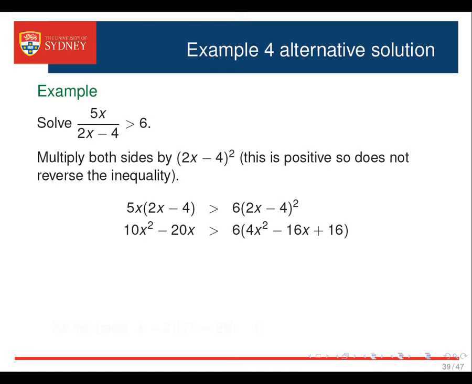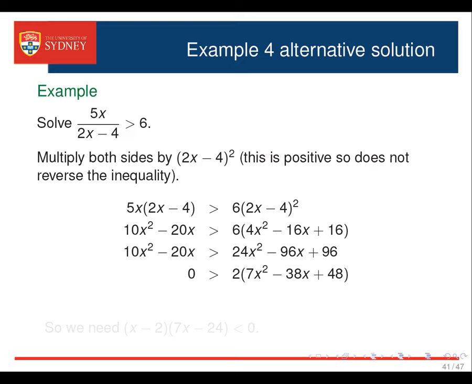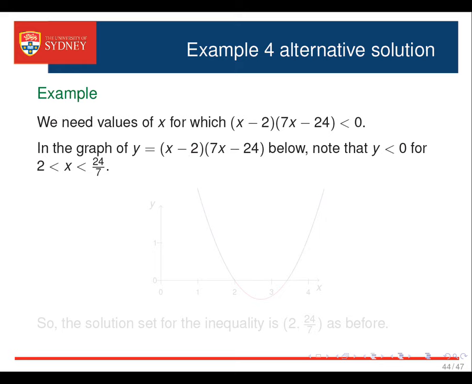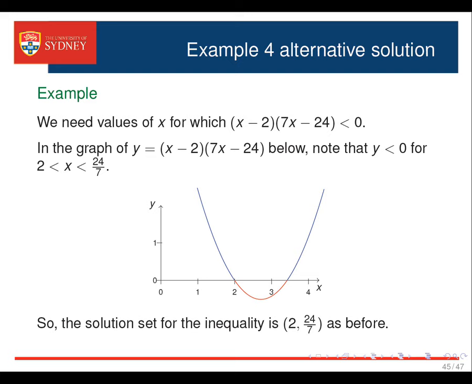We can then expand both sides, and then simplify. We rearrange the equation so that one side is 0 as we did here. Then we can factorize the right-hand side. So we need to find x such that x minus 2 times 7x minus 24 is less than 0. We sketch this function, x minus 2 times 7x minus 24. This will be a concave up parabola with x-intercepts at 2 and 24 over 7.